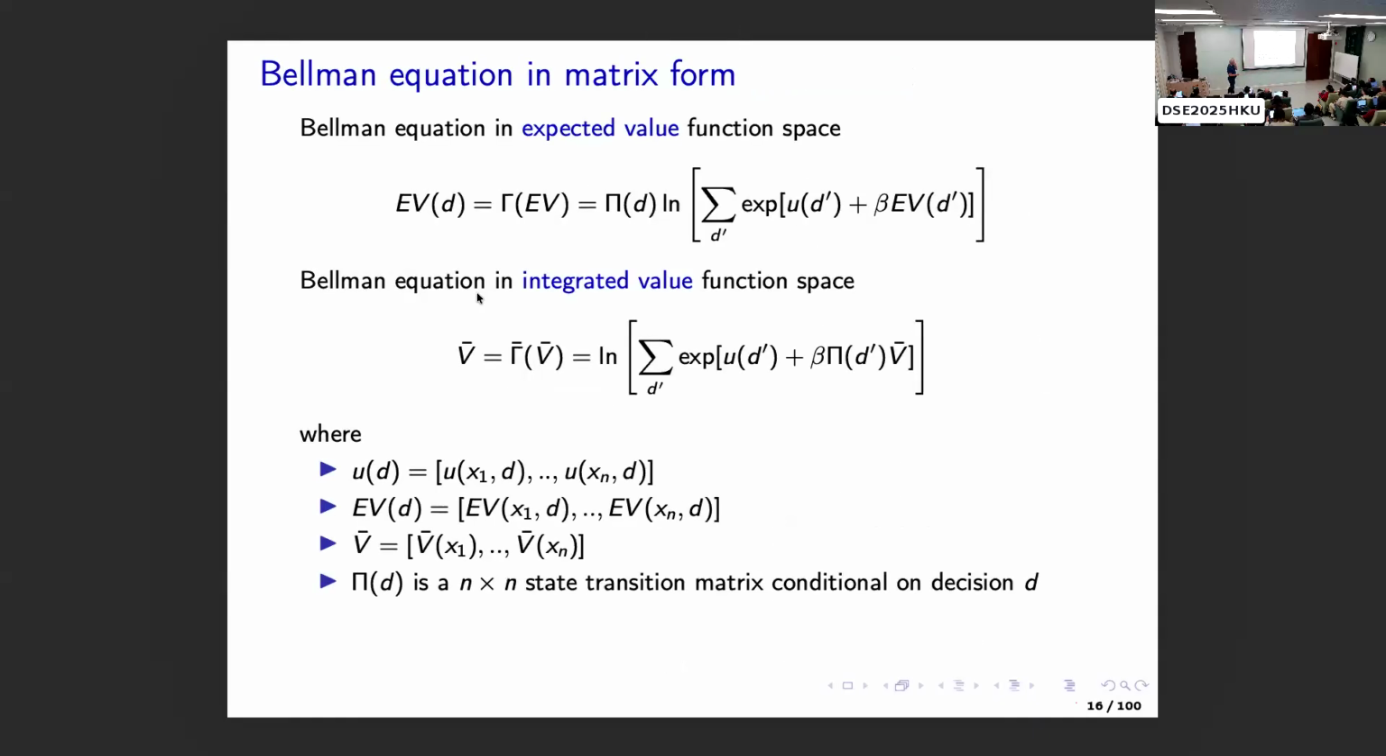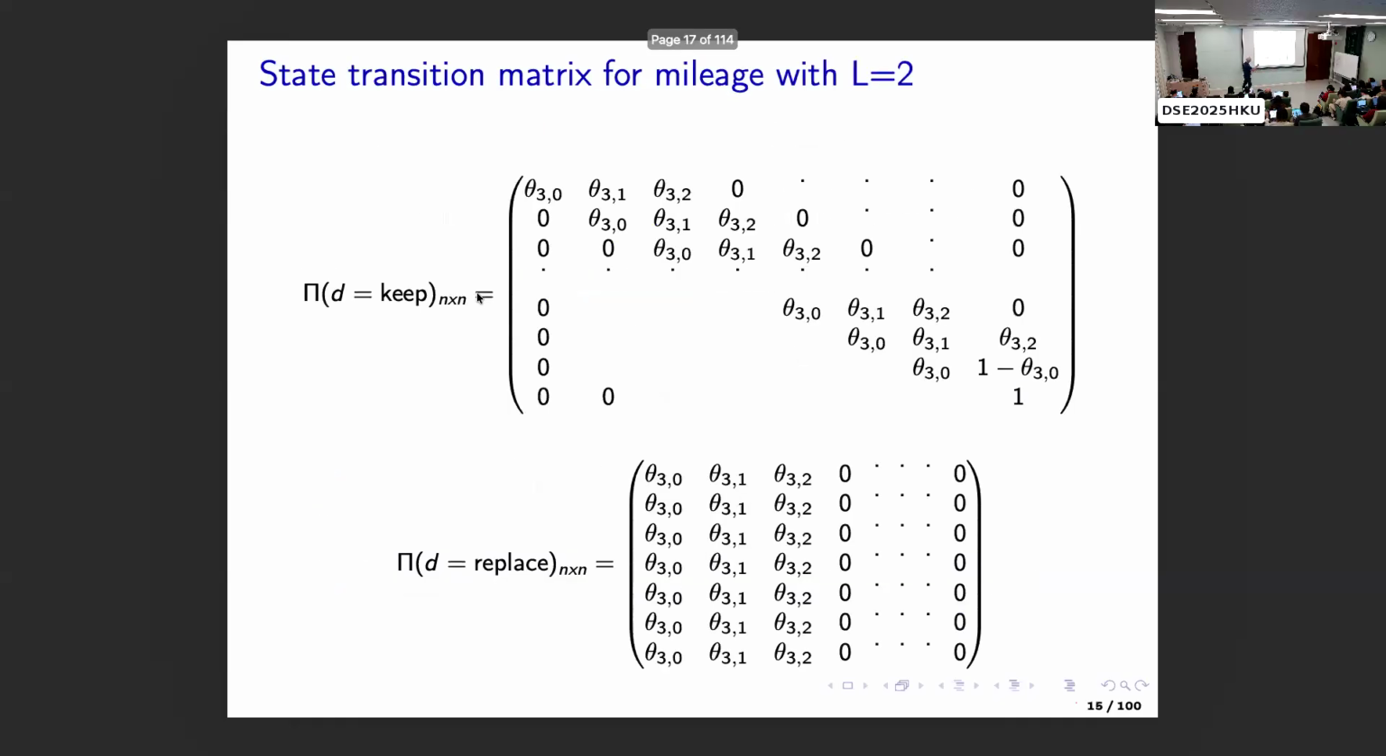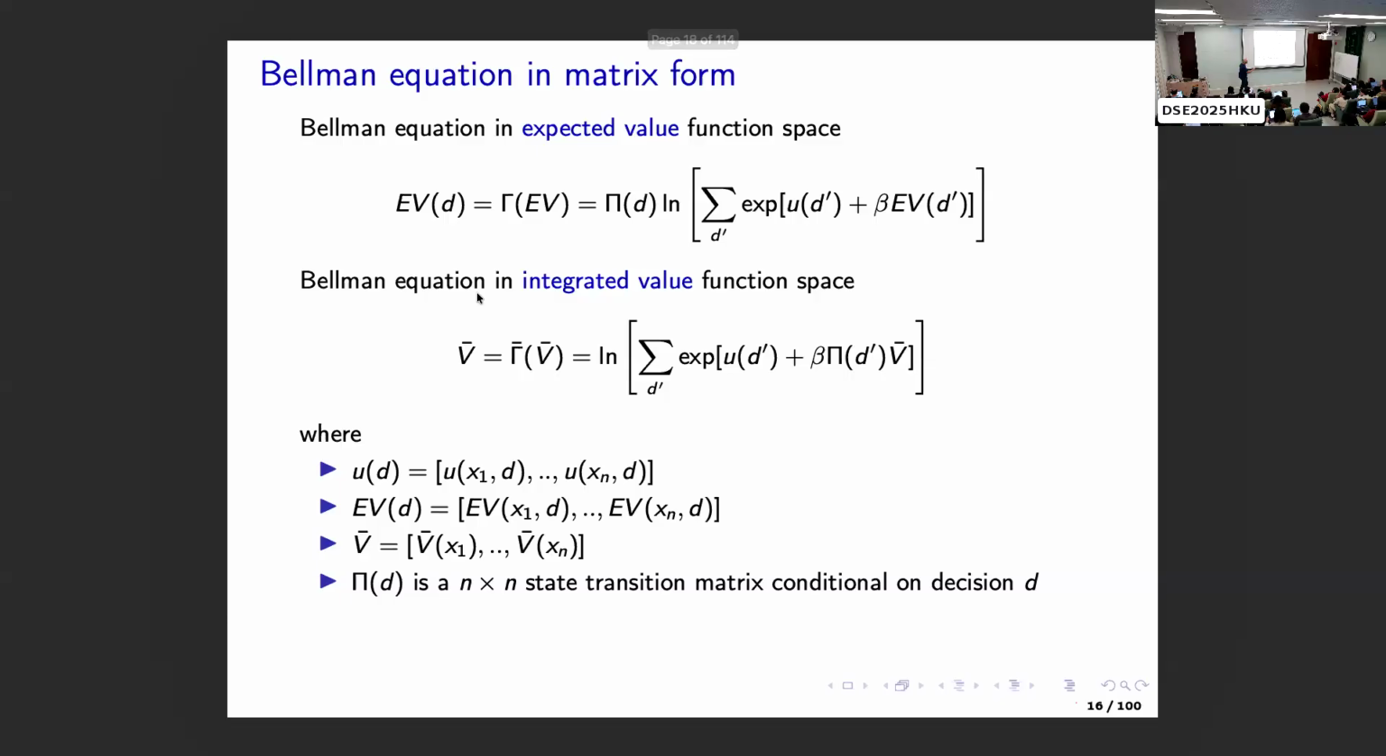Okay, so we can just write this whole thing in matrix form, either in the expected value function space or the integrated value function space. Now let's take this guy here. We know this is a log of the sum of the exponentials of the choice-specific value functions that we can write in this simple way here. And then how do you get the expectation, the integration over the mileage? Well, we are just multiplying with these Markov transition matrices for all the different choices. Okay.